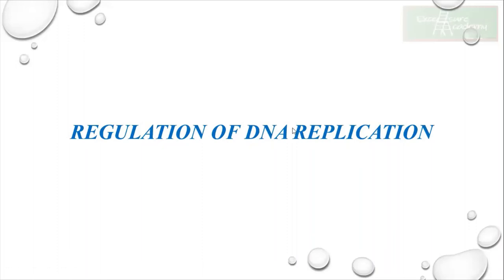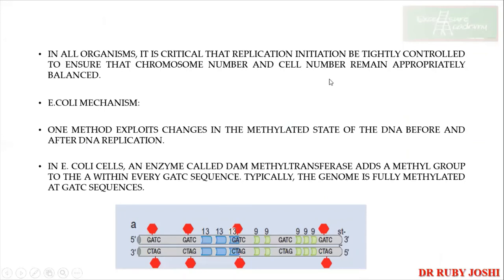So now let's talk about the regulation. When we talk about regulation, what kind of regulation are we talking about here? It is that in one time, in one cell, the replication should happen only once. How it is achieved, that is what we are going to discuss. In all organisms, it is critical that replication initiation be tightly controlled to ensure that chromosome number and cell number remain appropriately balanced.